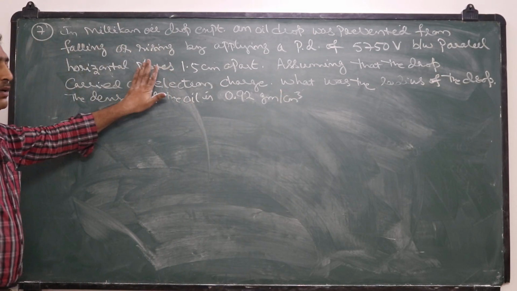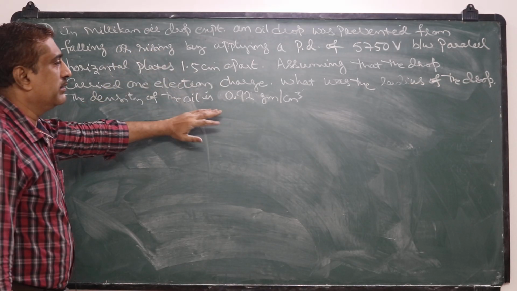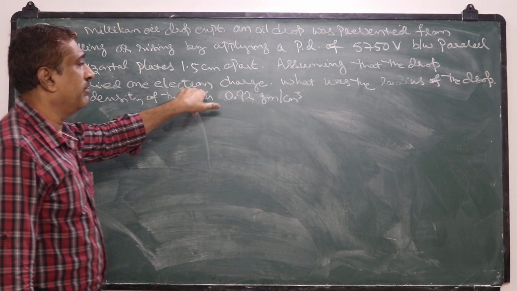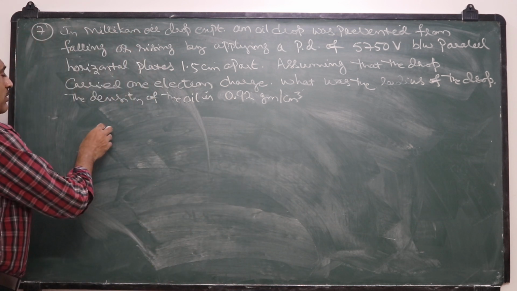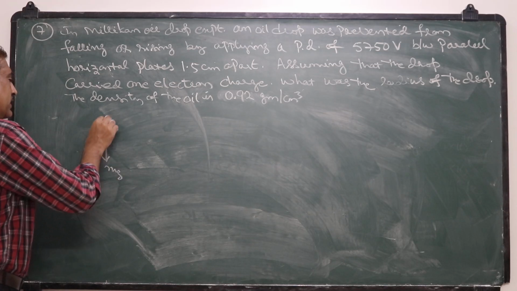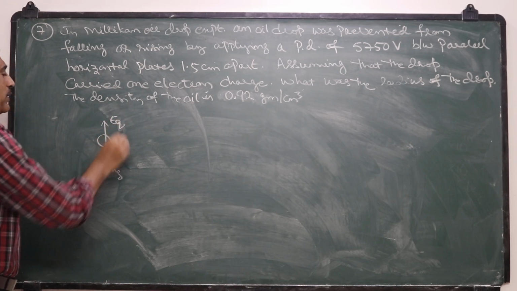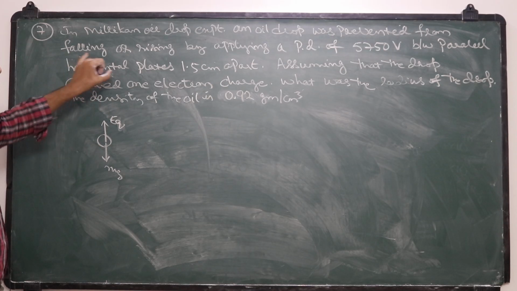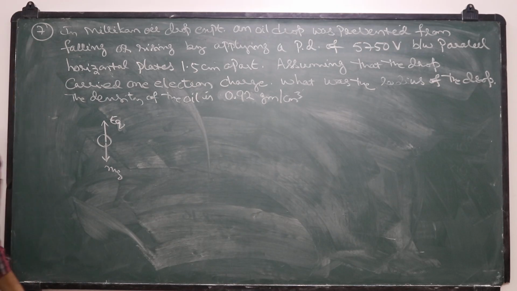So this problem is exactly similar to the previous one, but here you are asked to find the radius of the drop. So the same case you have to consider. The drop is falling, its weight mg is balanced by the electric force EQ. If these two forces balance each other, this particular drop neither falls nor rises. So same one here also.